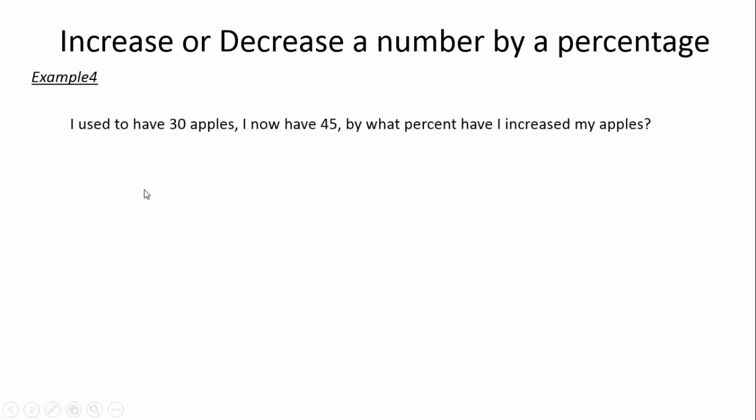Okay, let's have a look at another example. I used to have 30 apples.